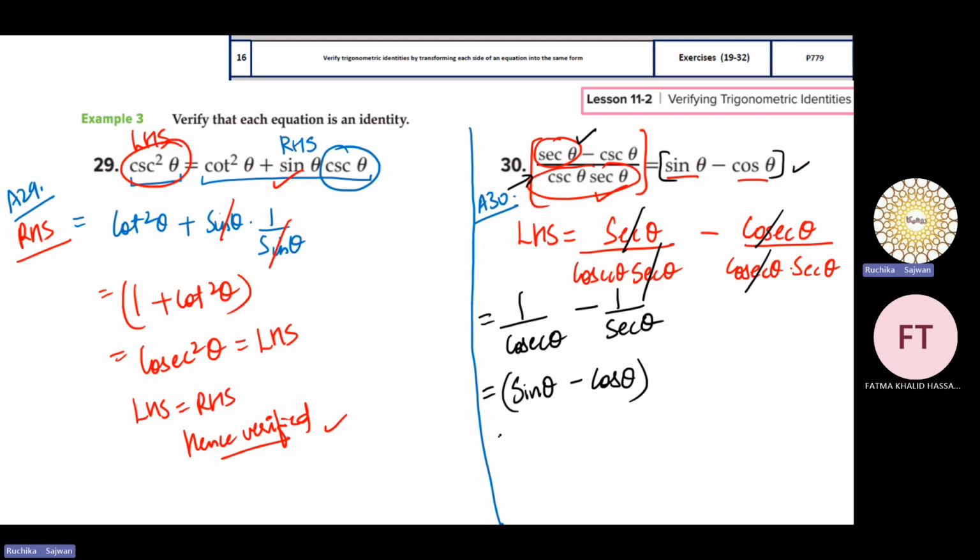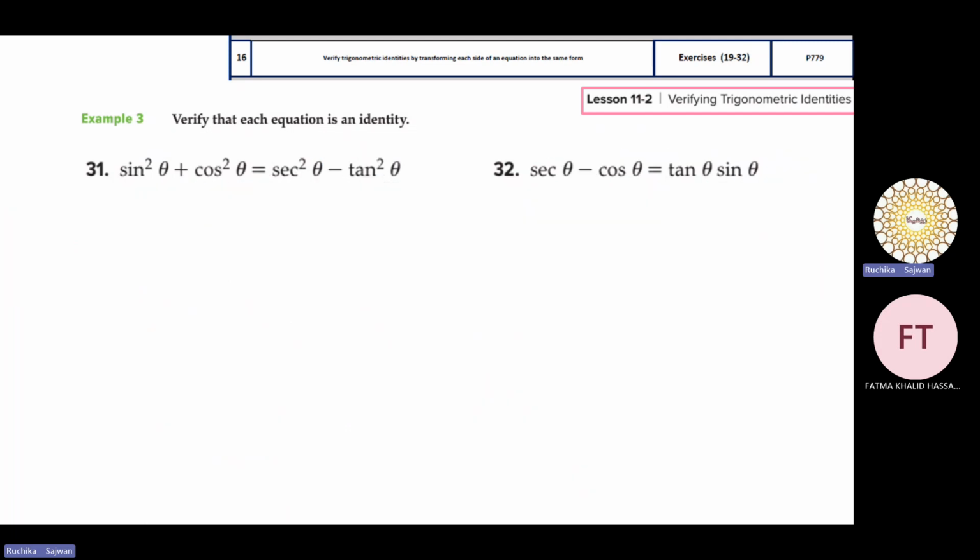As you see, we took very little time to reach the right side, and we started with the left side. So we have verified our answer. So this method saves a lot of time. So try to use those methods which are very easy for you and take less time. Don't get confused or do complicated values.